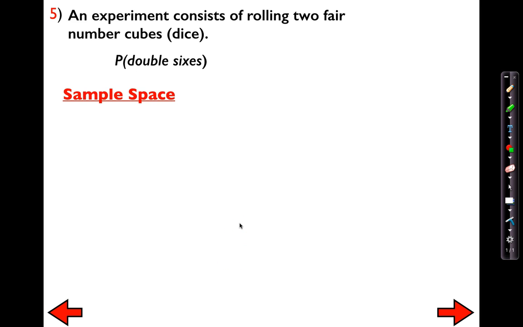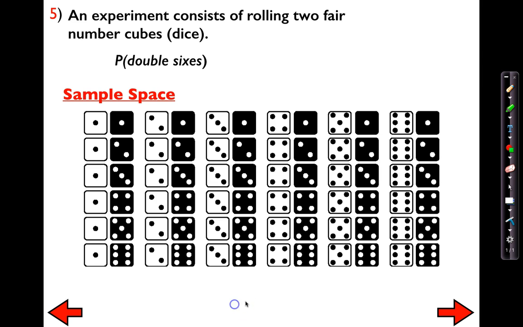Okay, so now what's the probability of getting double 6s with the 2 number cubes? Well, the sample space is going to be the same. Now we're going to look, how many different ways can we get double 6s? I only see 1. So my answer would be 1 out of 36.